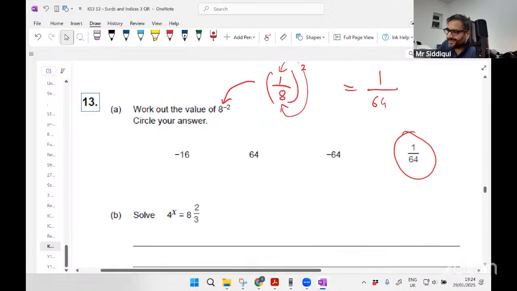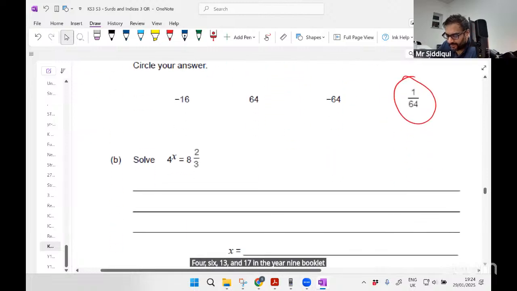4, 6, 13, and 17 in the year 9 booklet. 13 I'm doing now. This one's difficult, I accept.